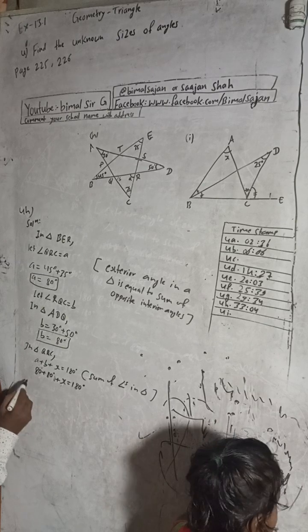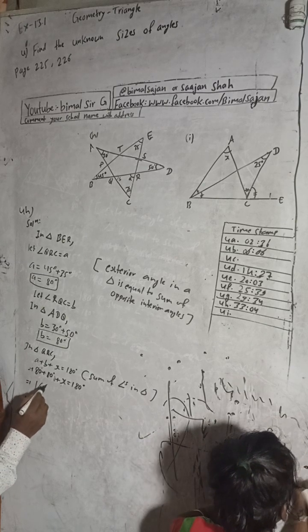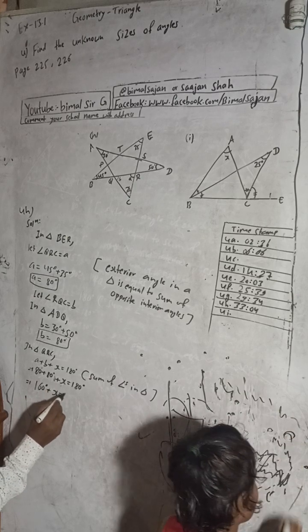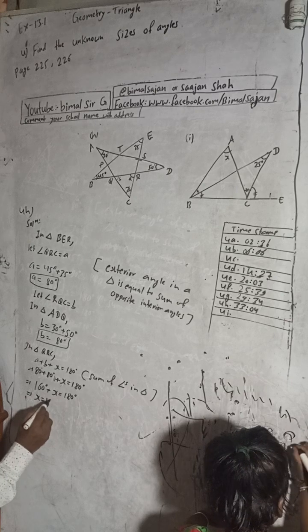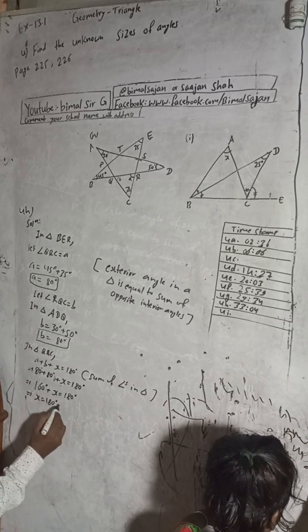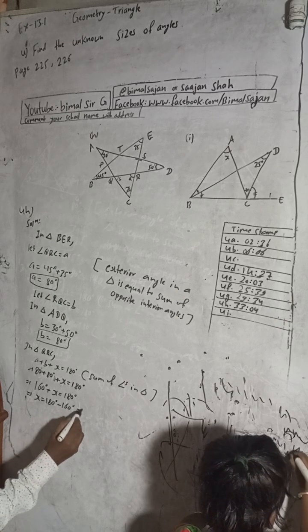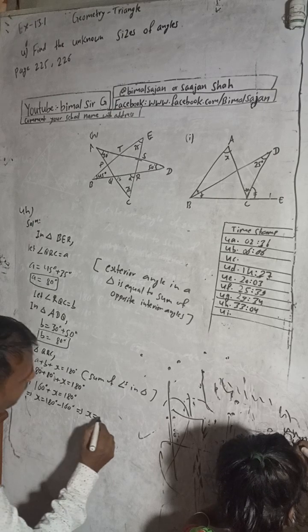Now this is 80 plus 80 degrees. So 80 plus 80 is equal to 160 degrees, plus this x is equal to 180 degrees. So this implies x is equal to 180 degrees, and this 160 goes to this side. This will be plus, will be minus. So x is equal to 180 minus 160, which will be how much? 20 degrees.